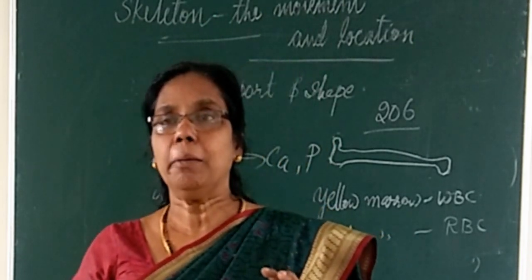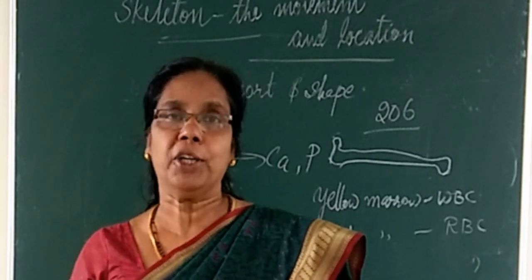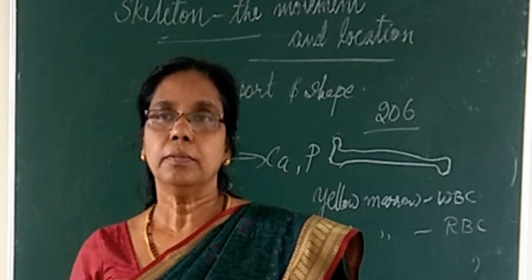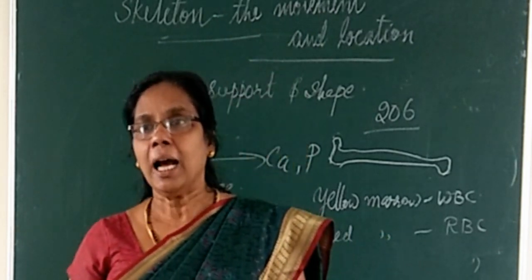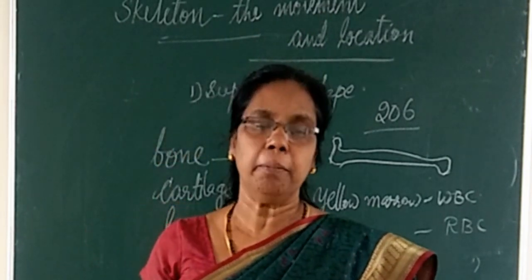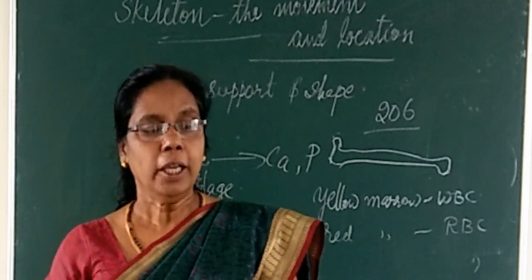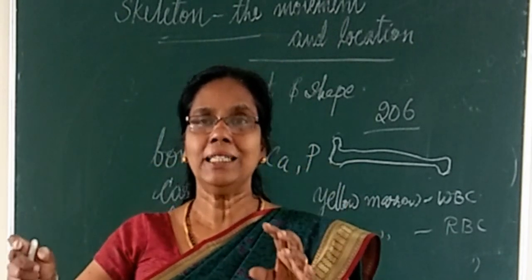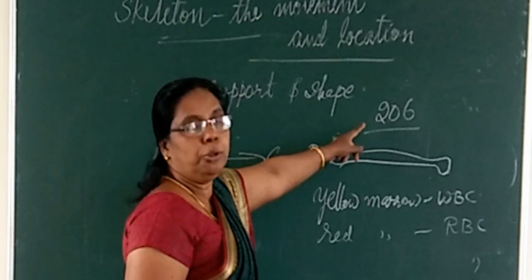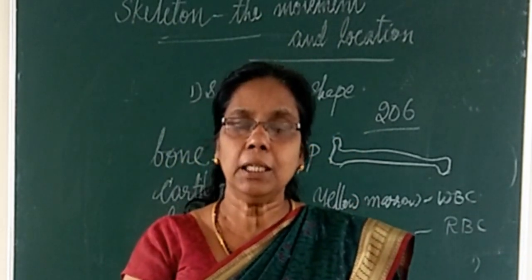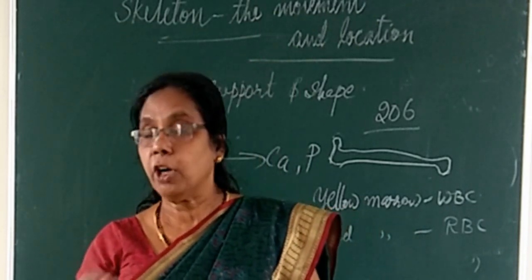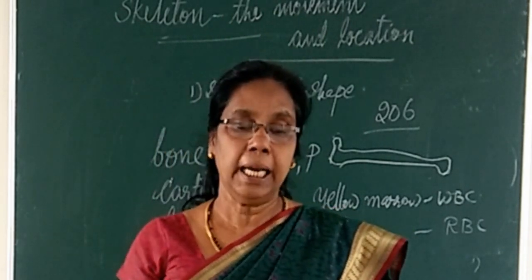Now, can you tell me which is the longest bone in our body? Yes, the leg bone or thigh bone. So the upper leg bone, the thigh bone, is the longest bone. This skeleton system includes 206 bones, from the smallest bone present in the ear to the longest bone present in the leg.